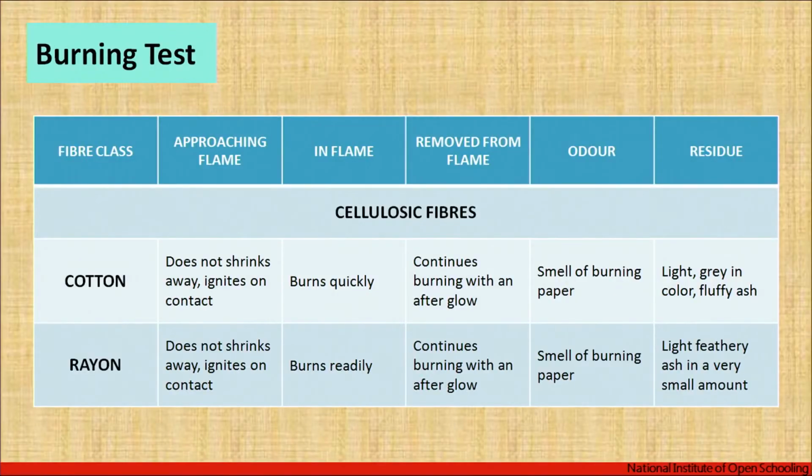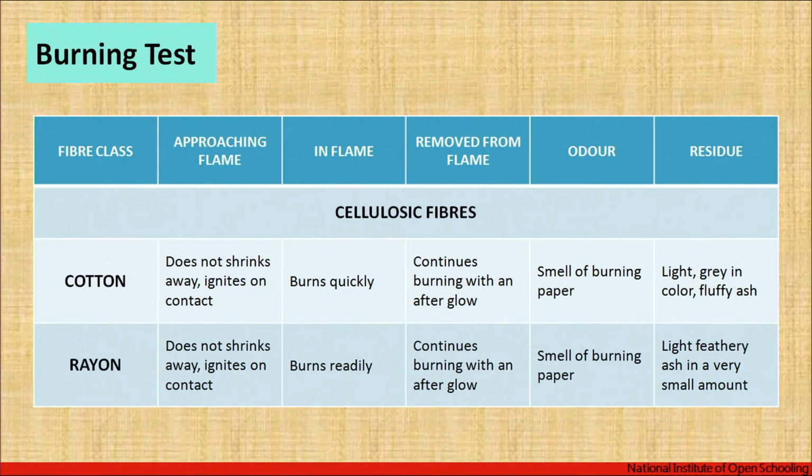So here we start with the cotton fiber. The first one is the burning test. Cotton fibers are also called cellulosic fibers. Cotton and rayon fall under the category of cellulosic fiber. When we approach the flame, both do not shrink away. It ignites on contact. When they are in the flame, they burn quickly. When we remove them from the flame, they continue burning with an afterglow. They always smell like burning paper.